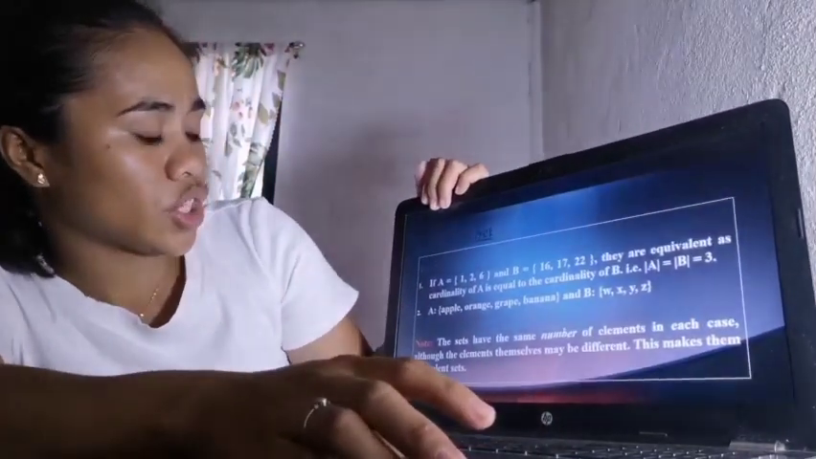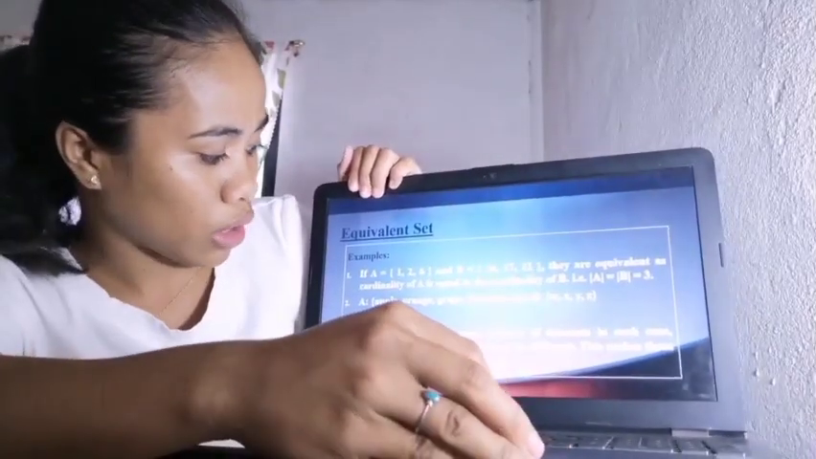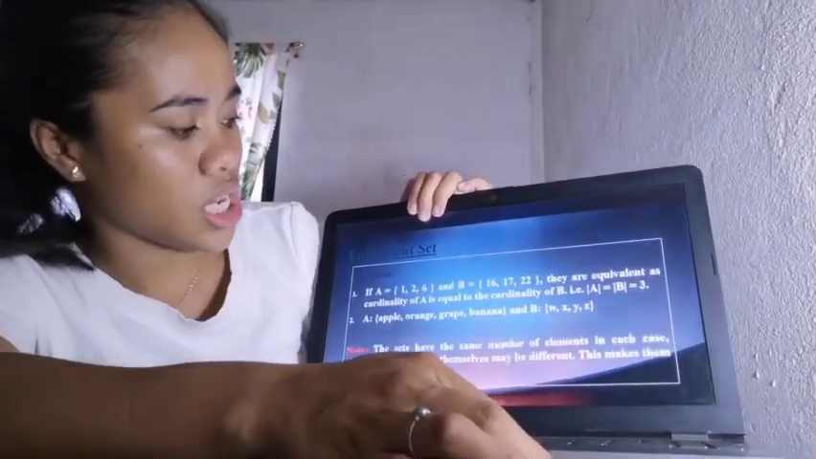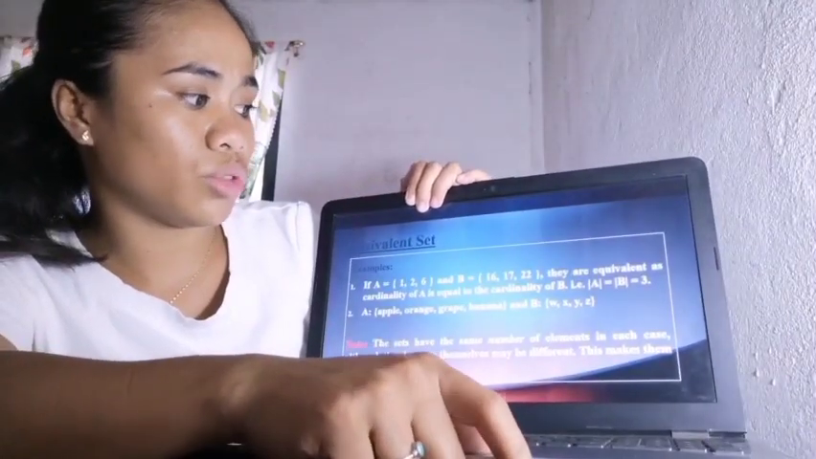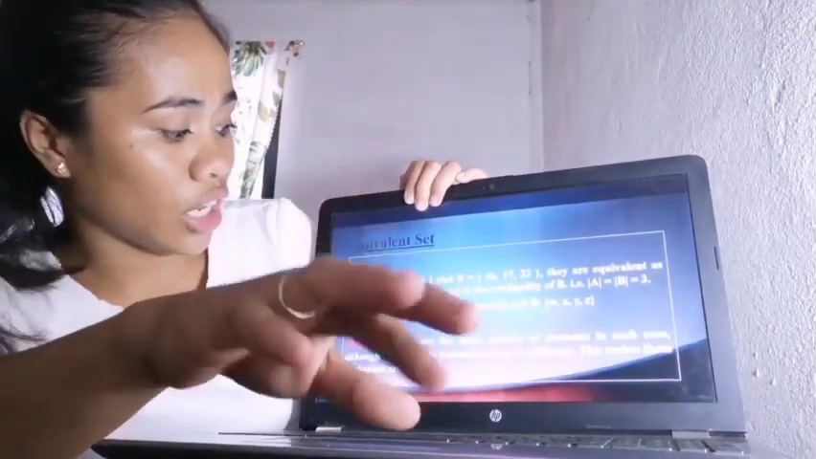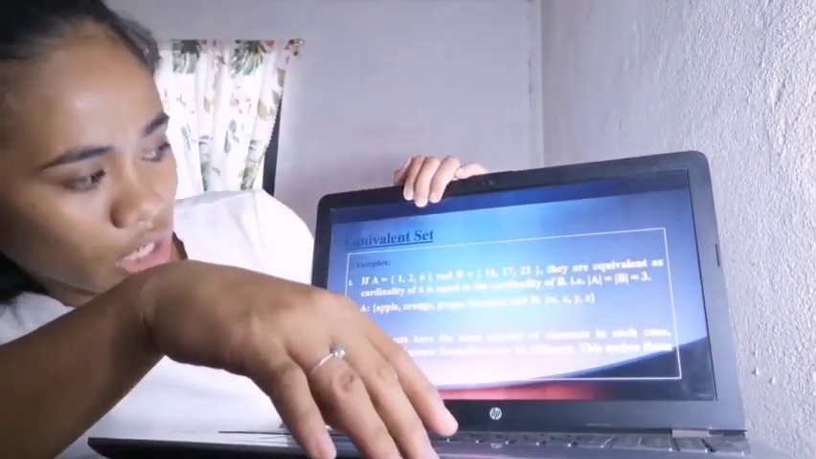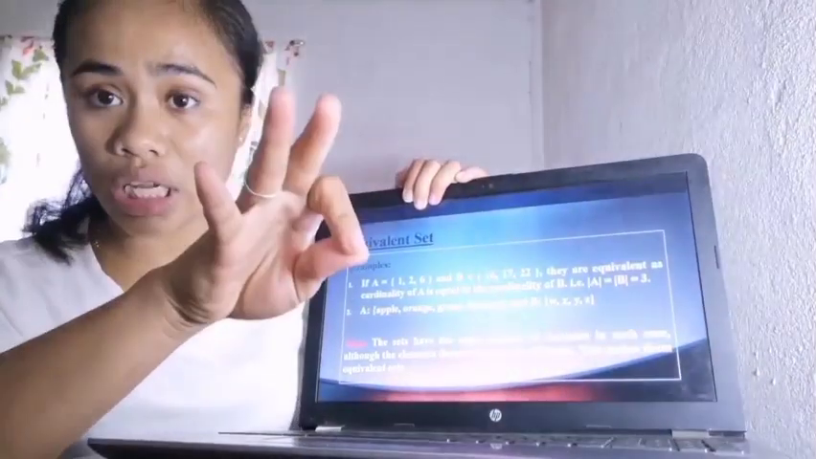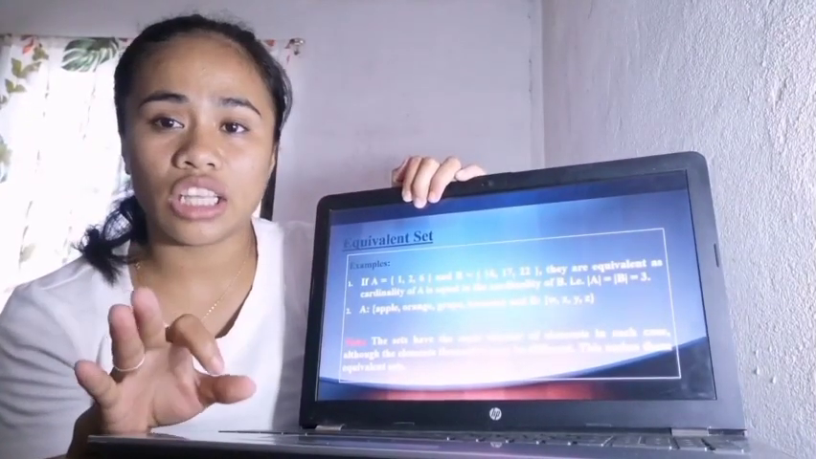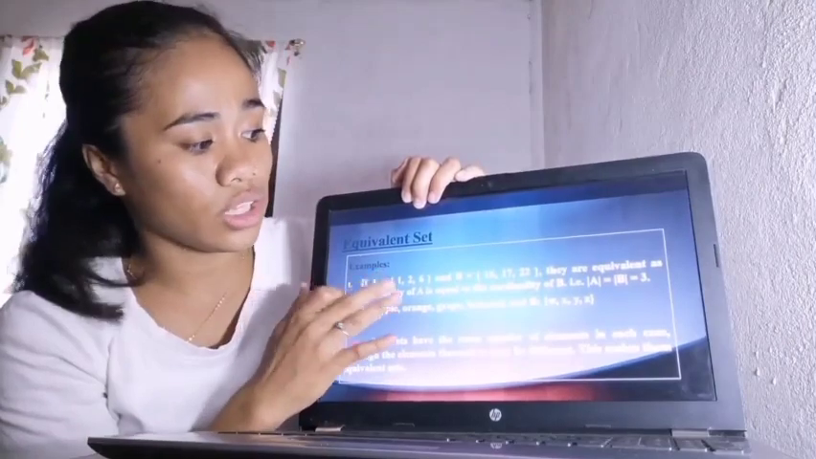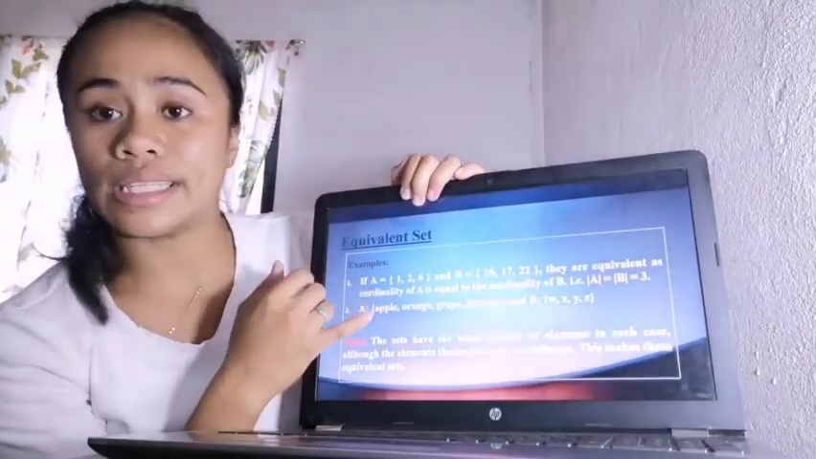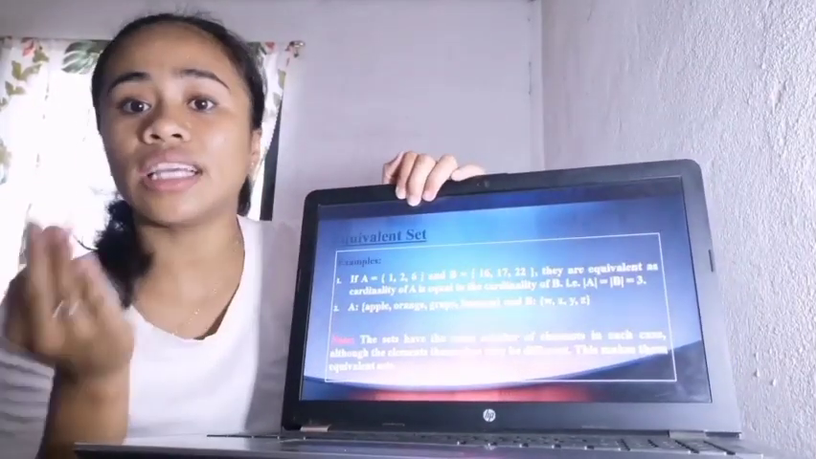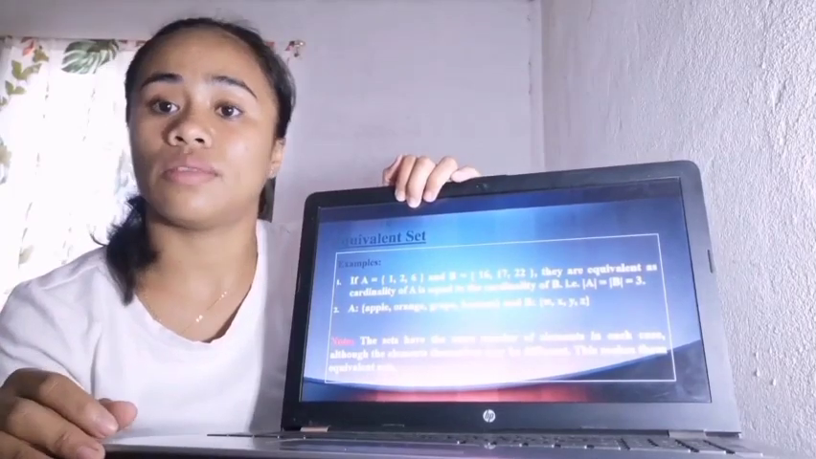So example number 1. Set A is equal to 1, 2, and 6, and set B is 16, 17, and 22. So they are equivalent as the cardinality of A is equal to the cardinality of B. As you notice, in set A there are 3 elements, as well as in set B. So we have 1, 2, and 6 for set A, and 16, 17, and 22 for set B. Again, cardinality is the number of elements of a set.